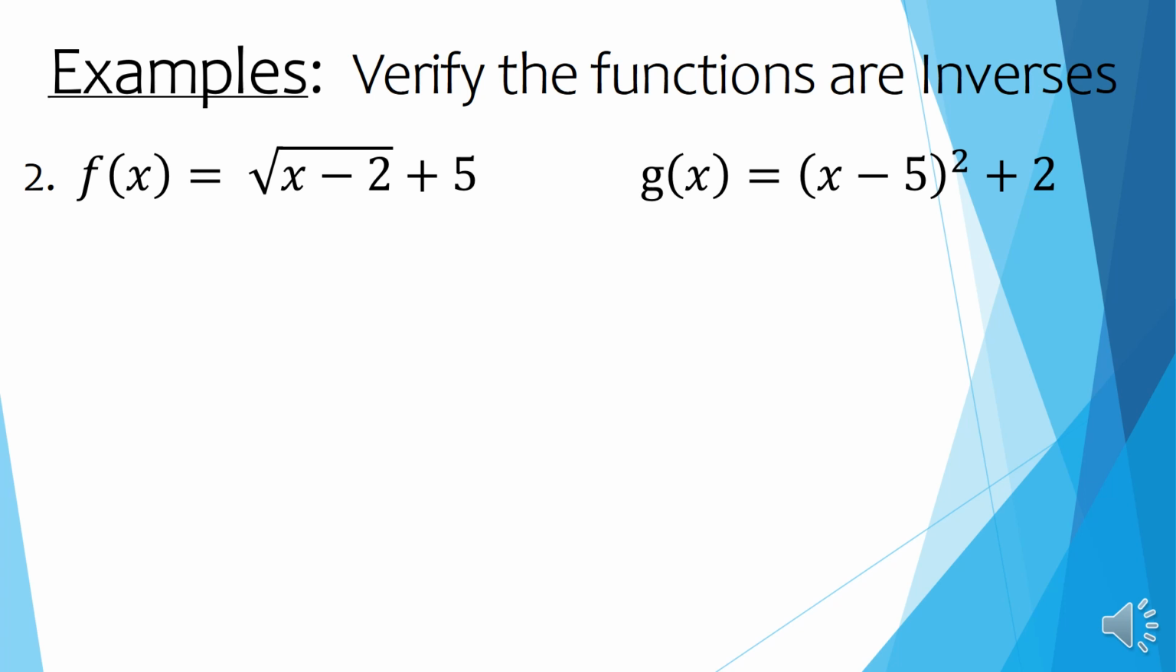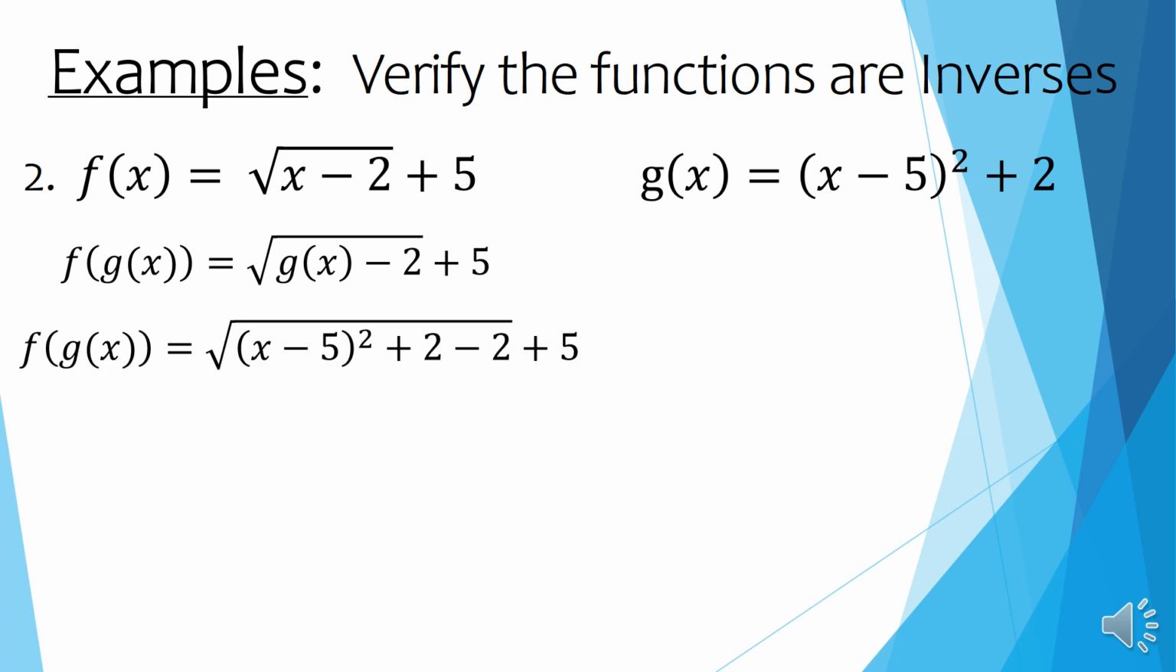So we need to do f of g of x. So that will be the square root of g of x minus 2 plus 5, which will give us the square root of the quantity of x minus 5 squared plus 2 minus the 2 that's already under the radical, and then plus 5.